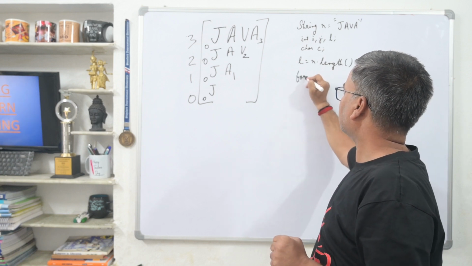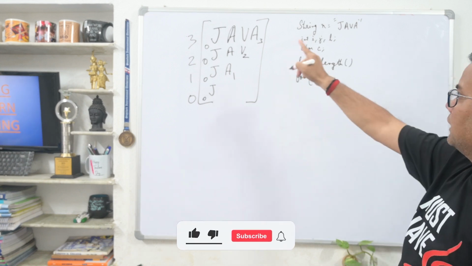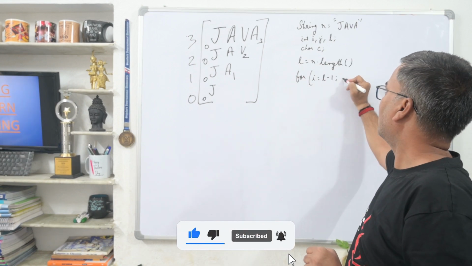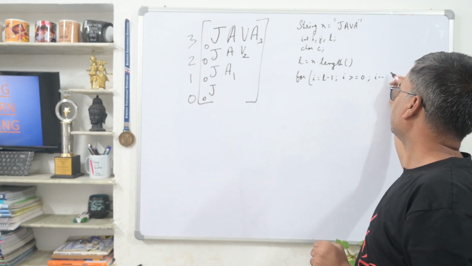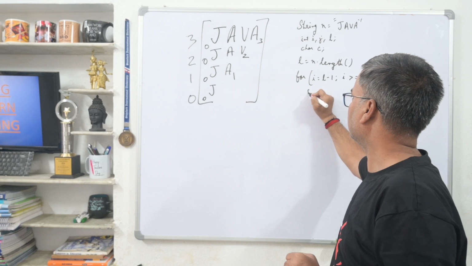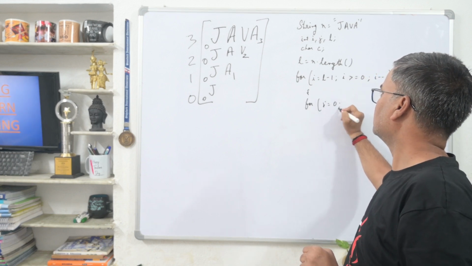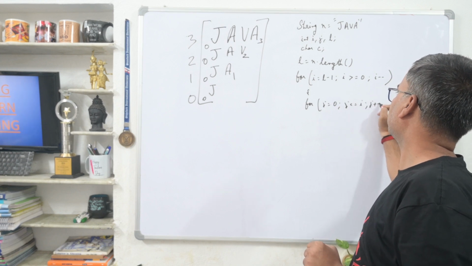For I equal to L, which is 4, right? So I equal to L minus 1, I greater than or equal to 0, I minus minus. Okay? And then for J equal to 0, J less than or equal to I, J plus plus.